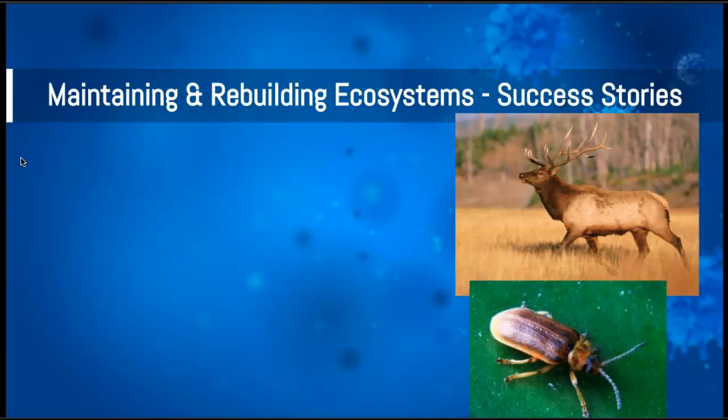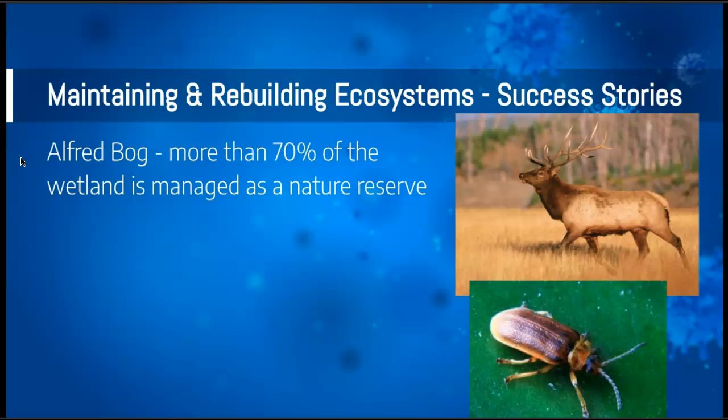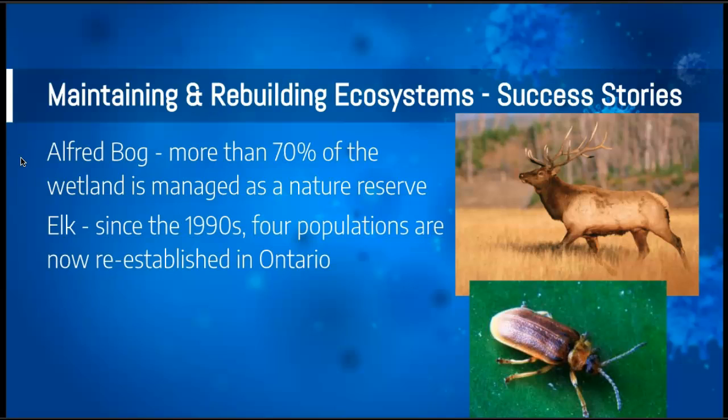Now, there are a number of success stories. As a species, humans are trying to make a difference. We are trying to improve things. Not fast enough, but we are. But there are some success stories, and we have some specific success stories here in Ontario. So, for example, the Alfred Bog is a bog that's found in southeastern Ontario. More than 70% of the wetland is actually managed as a nature reserve, so it cannot be mined. The wildlife cannot be hunted, that sort of thing. So it's allowed to survive and reach an equilibrium. Since the 1990s, there have been 4 separate populations of elk that have been reestablished in Ontario. They were hunted to the point where they were no longer found in a lot of areas in Ontario, but we have reintroduced them and have made sure that rules are in place to make sure that they can thrive.